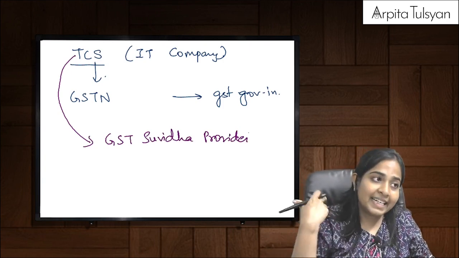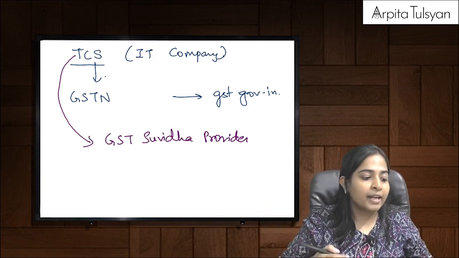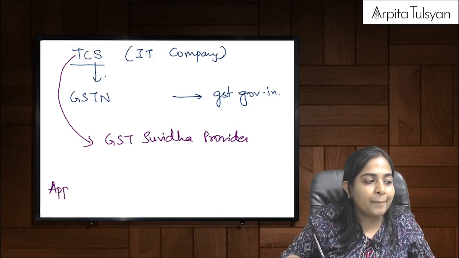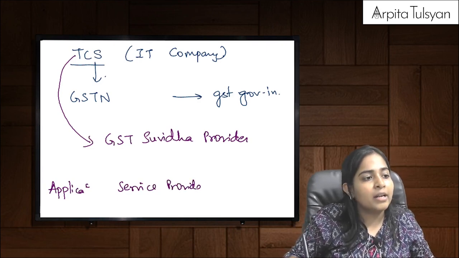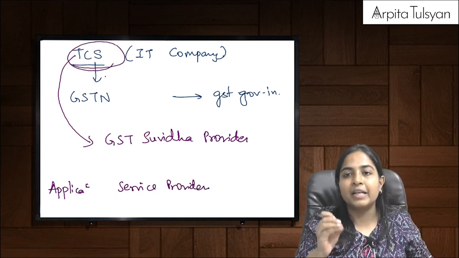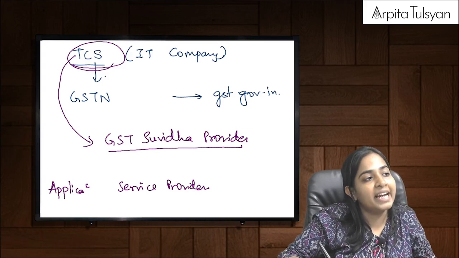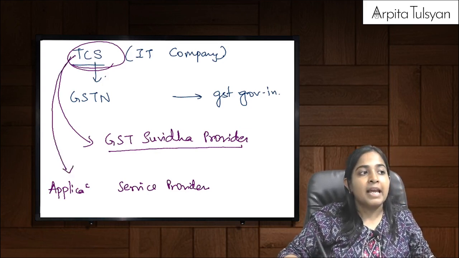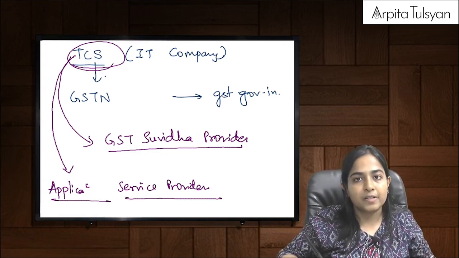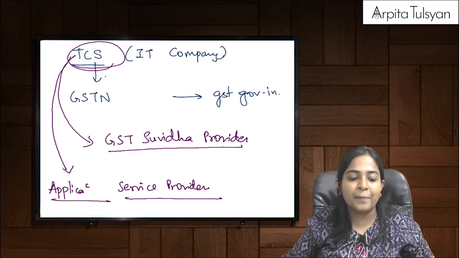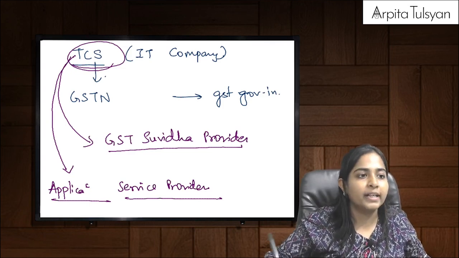For some particular things we can also take help from a third party. Those are called Application Service Providers. TCS is the direct company helping, which is called a GST Suvidha Provider. If they are taking help from any next person, that third company will be called an Application Service Provider. They are also helping us to develop and run the website gst.gov.in.